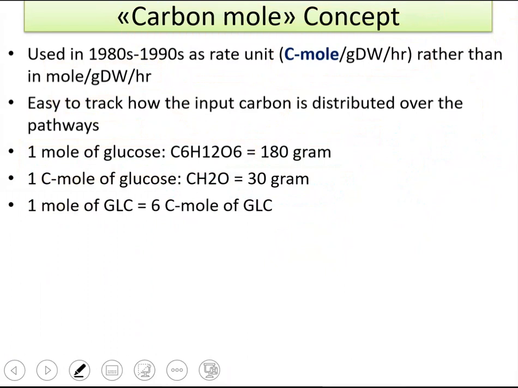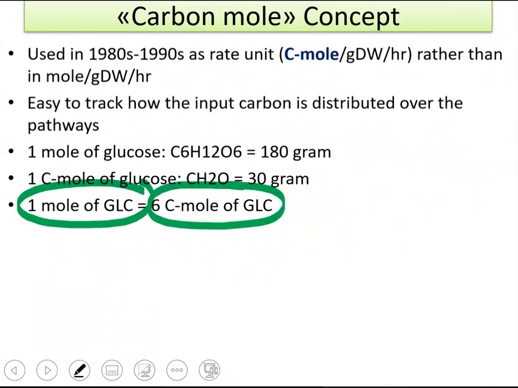Or we can say that 1 mole of glucose is equal to 6 carbon mole of glucose. Right? Because 1 carbon mole glucose is 30 grams. So 6 carbon mole of glucose will be 180 grams. So 1 mole of glucose is equal to 6 carbon mole of glucose.